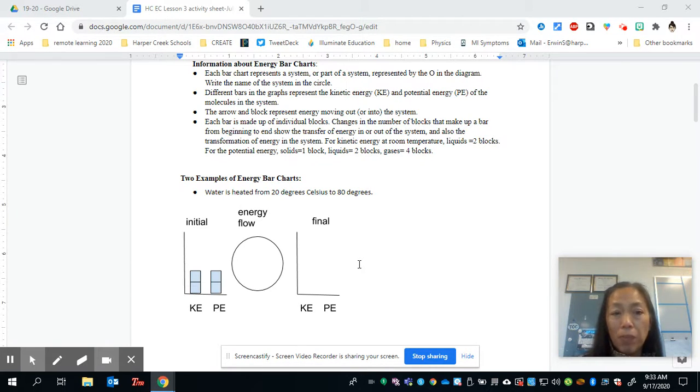Also, if we're looking at kinetic energy, then if you have something that's at room temperature, you're going to show 2 blocks for liquids. For potential energy, solids is 1 block. If something is a liquid, it's got 2 blocks of potential energy, and for gases, it's 4 blocks.